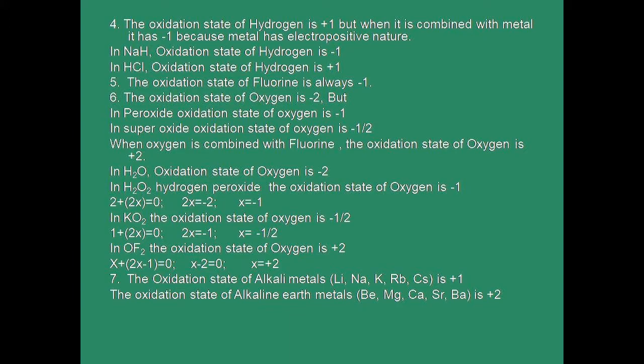Seventh one, the oxidation state of alkali metals. Alkali metals are in the first column of the periodic table. Refer to your periodic table, first column, and the elements are lithium, sodium, potassium, rubidium, cesium. The oxidation state of these alkali metals is +1. The next one, the oxidation state of alkaline earth metals. You have to refer to the periodic table. Second group, they are beryllium, magnesium, calcium, strontium and barium. They have oxidation number +2.